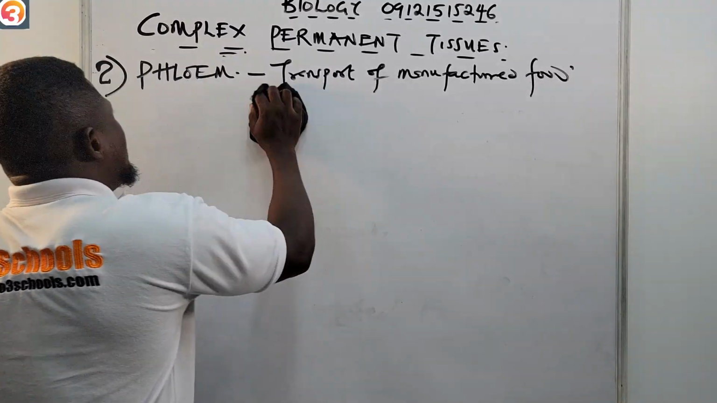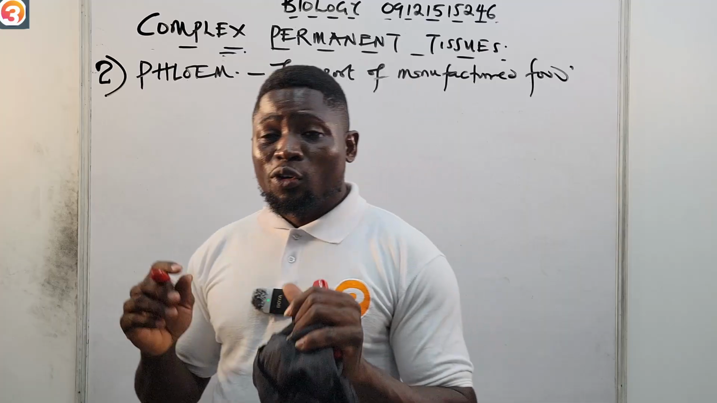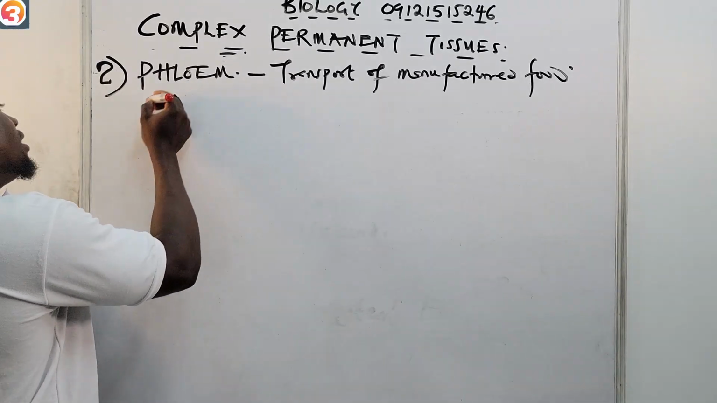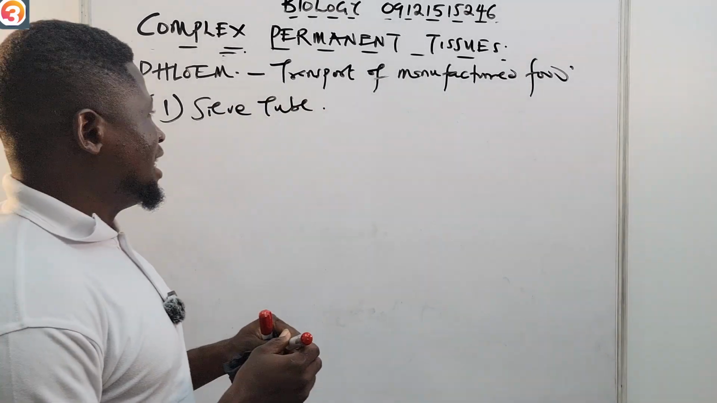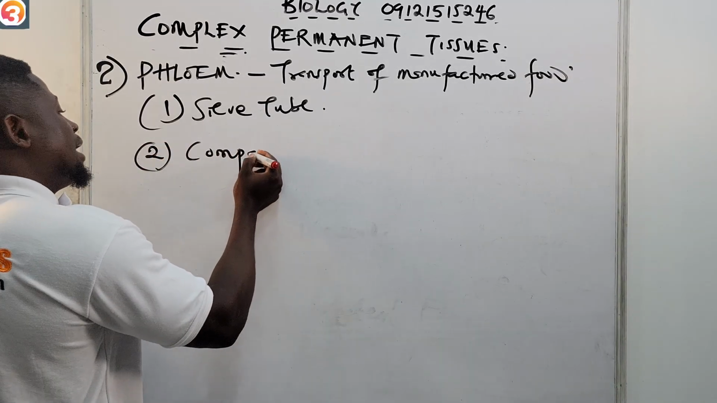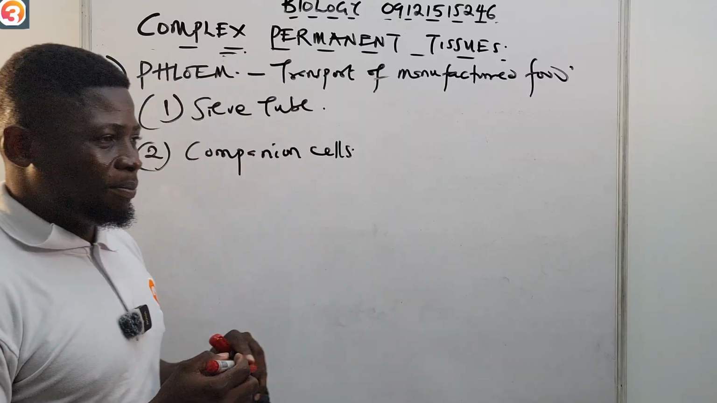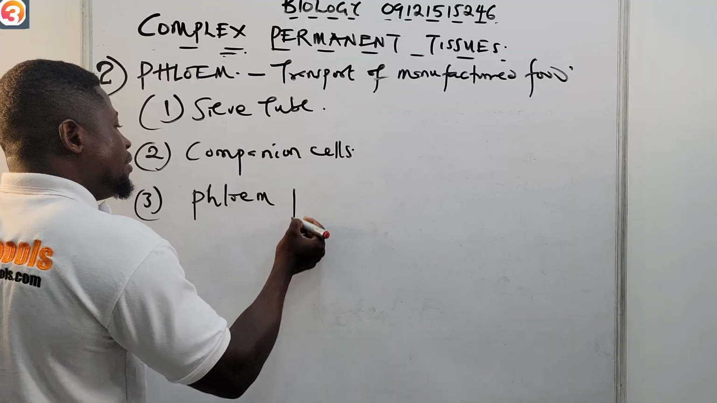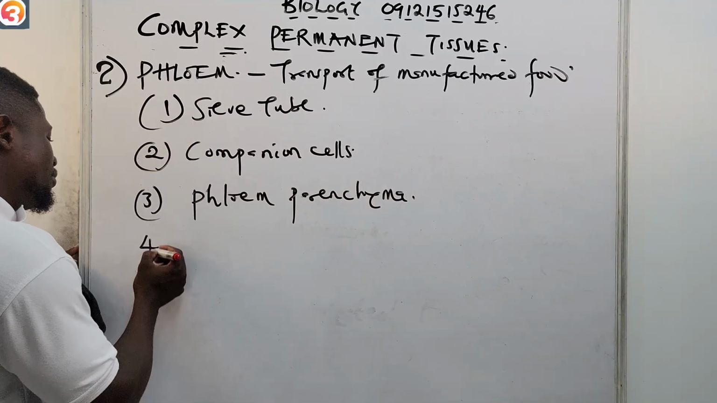Now, let us quickly see the components of the phloem. The phloem also has 4 components. Number 1, we have the sieve tube. Number 2, we have the companion cells. This is another component of the phloem. Thirdly, we have the phloem parenchyma. Then number 4, very easy now.